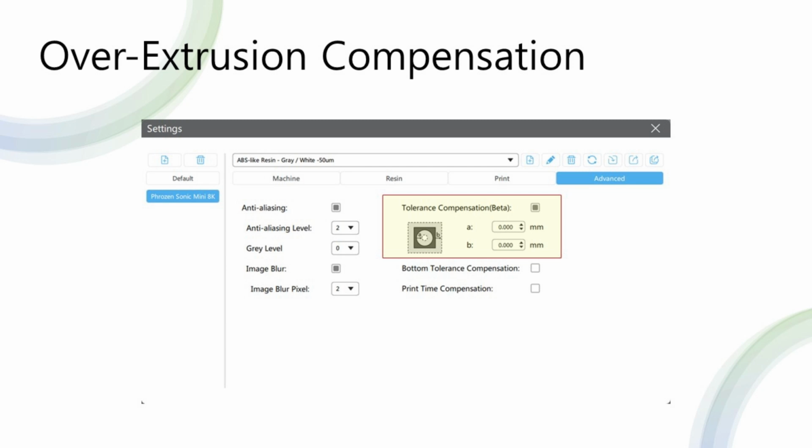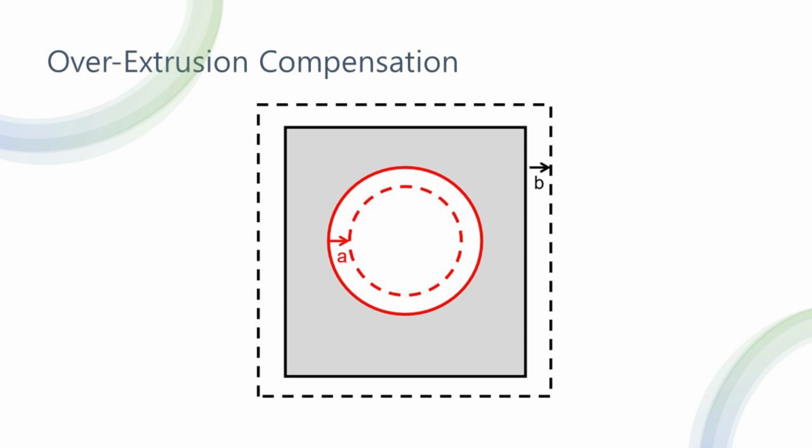For 3D printing, it visually demonstrates how overextrusion compensation can adjust the internal and external dimensions of a print by specific amounts. This feature, available in certain slicing software, allows for fine adjustments to ensure that the printed object meets the desired dimensional accuracy. In the image, you can see that adding a positive value to the A parameter results in the reduction of the size of internal holes, while a negative value enlarges them. Similarly, for the B parameter, a positive value increases the external size of the print, and a negative value decreases it.